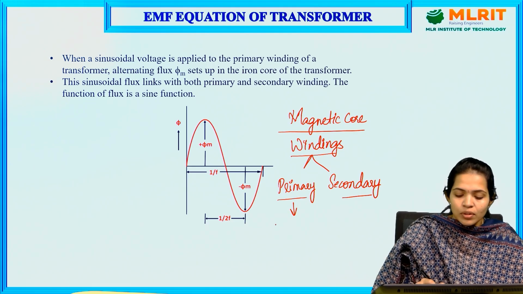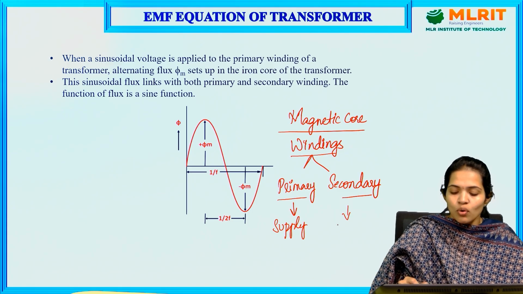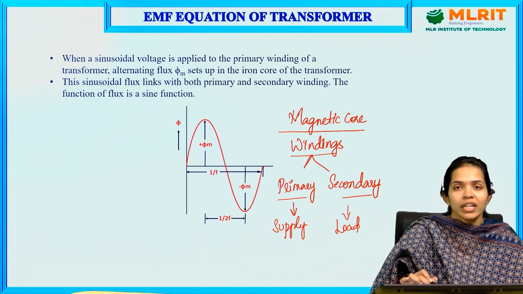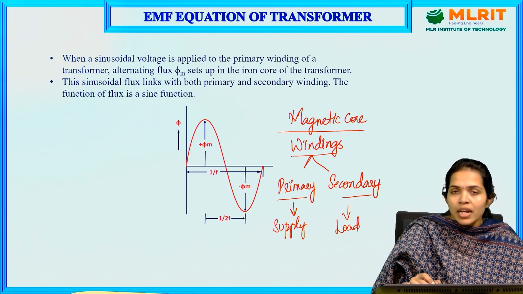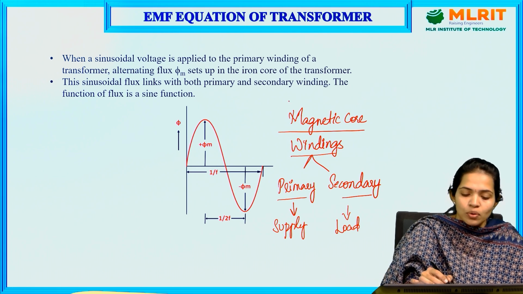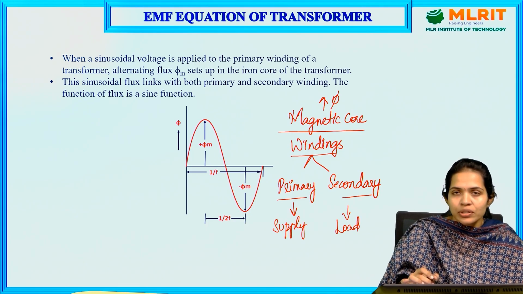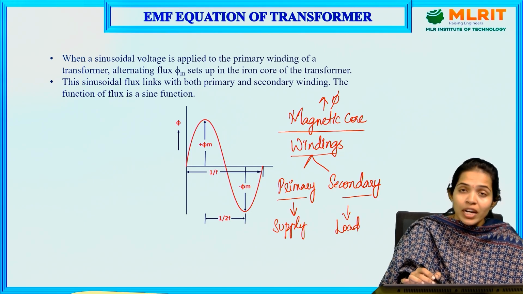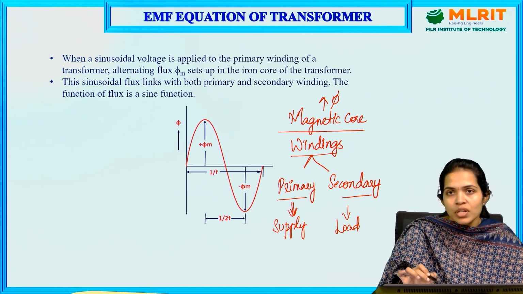We have seen that a supply is connected to the primary winding of the transformer, and a load is connected to the secondary winding of the transformer. When supply is given to the primary winding, an alternating flux is set up in the magnetic core. According to Faraday's laws of electromagnetic induction, for the flux linkages in the winding to which the supply is given, there will be an EMF induced in that particular winding.